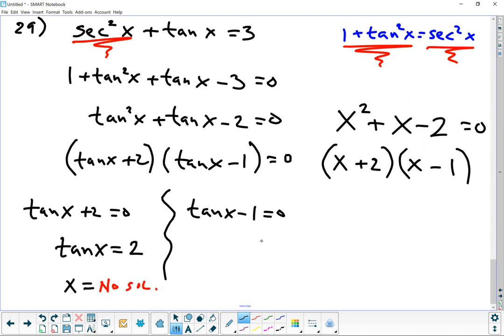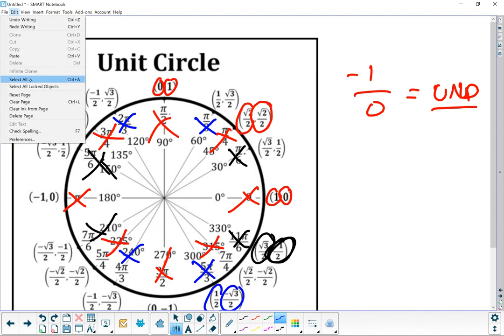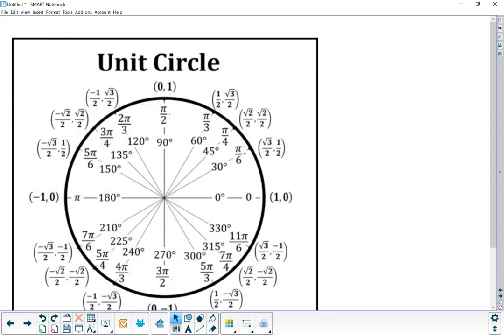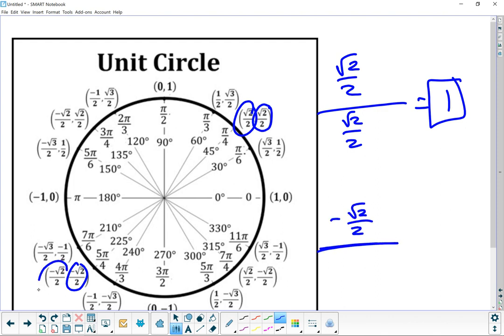Now tangent x minus 1, if you add 1, tangent x equals 1. Now there it has answers, and I already talked about it. We're near the end, guys. If you divide sine radical 2 over 2 by cosine radical 2 over 2, you will get 1. And this one down here also, sine negative radical 2 over 2 divided by cosine negative radical 2 over 2, you will also get positive 1. And that's what I want.